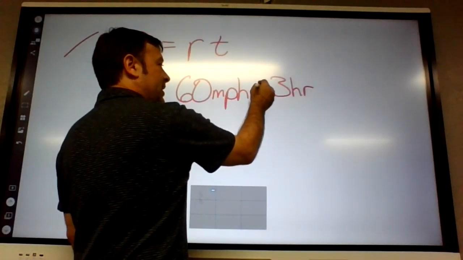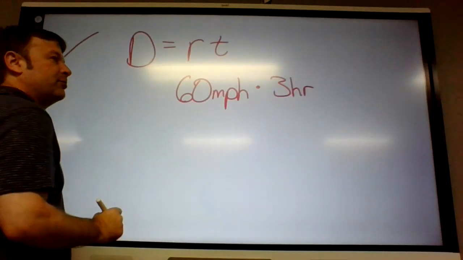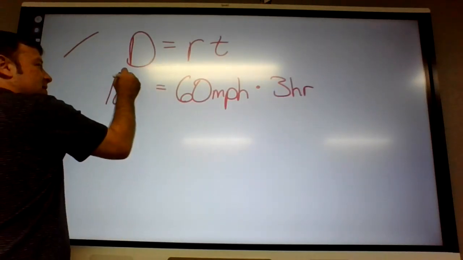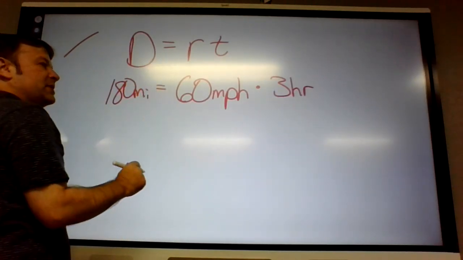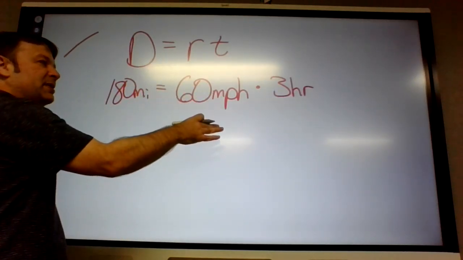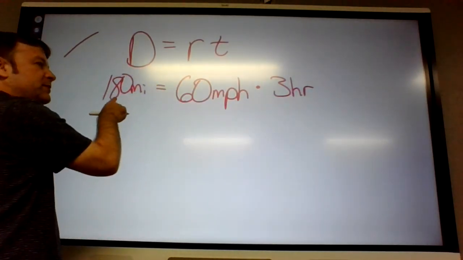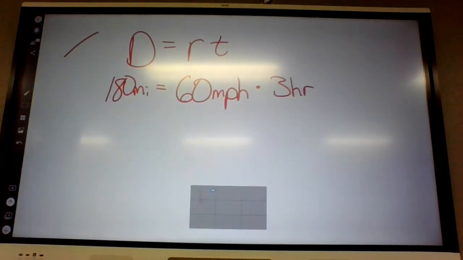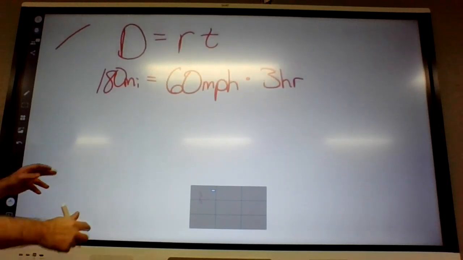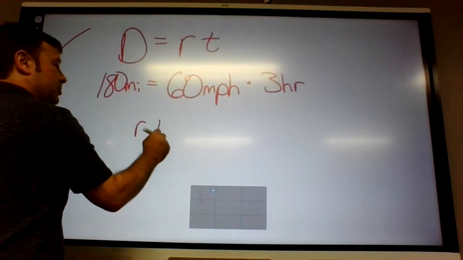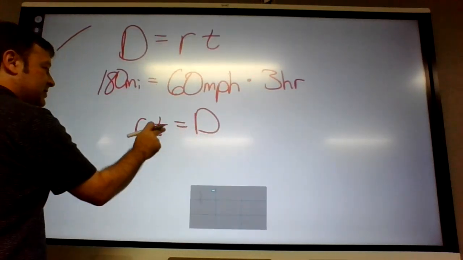So if there's 3 hours, then you would have gone 180 miles. So this is what distance equals rate times time means. The speed times the hours equals how far you would have traveled. Okay. So distance equals rate times time, or rate times time equals distance. Basically, that's what we're using.